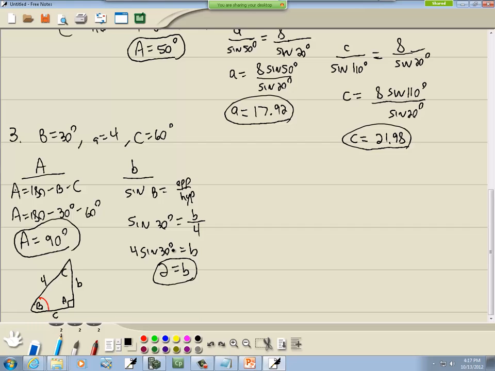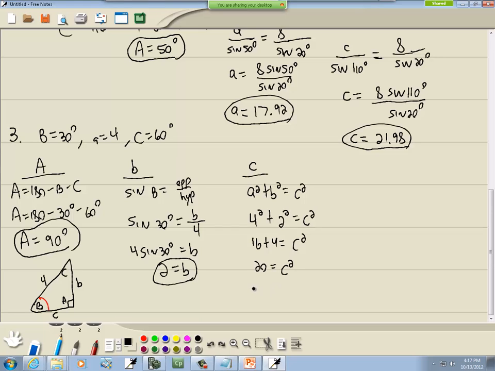Now we know a, we know little b. We can use the Pythagorean theorem to get side c. So we got a squared plus b squared is equal to c squared. So we got 4 squared plus 2 squared is equal to c squared. So that gives us 16 plus 4 is equal to c squared. 20 is equal to c squared.